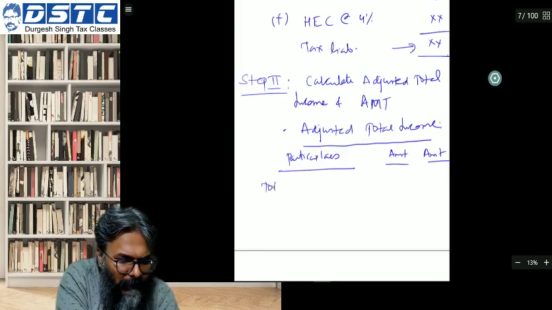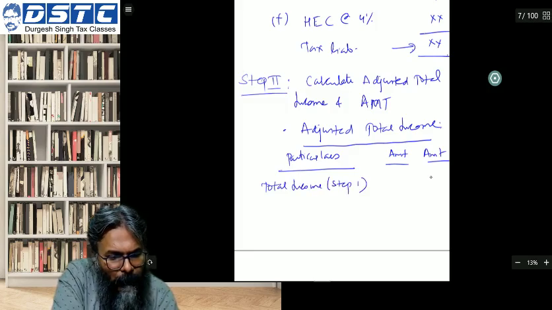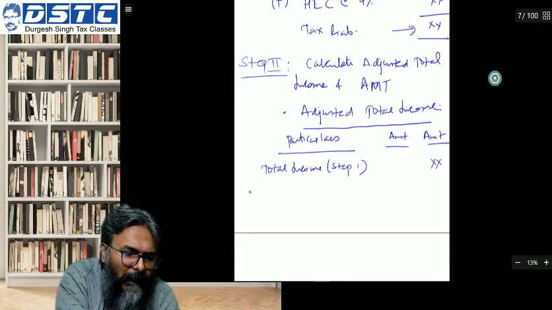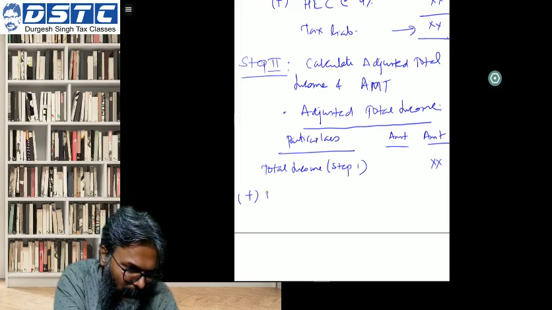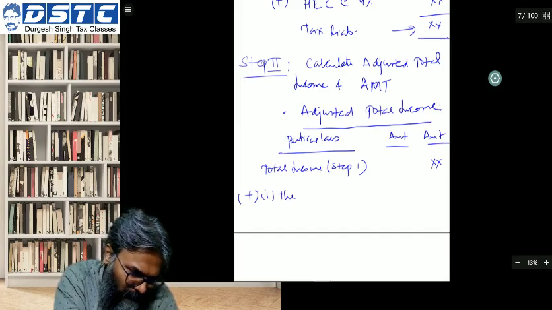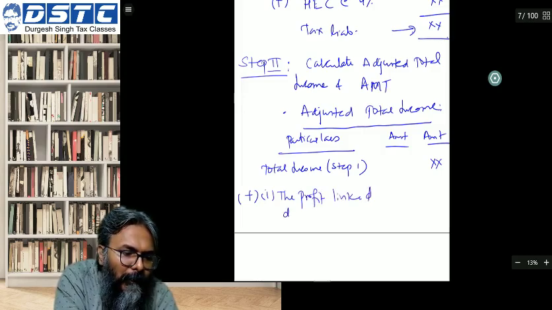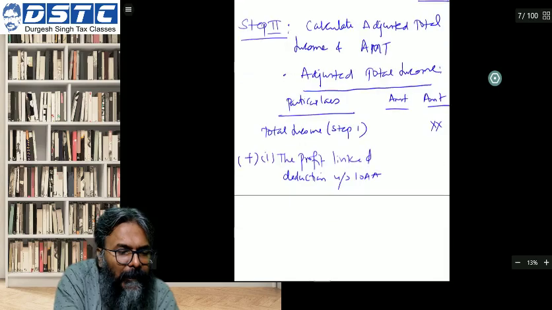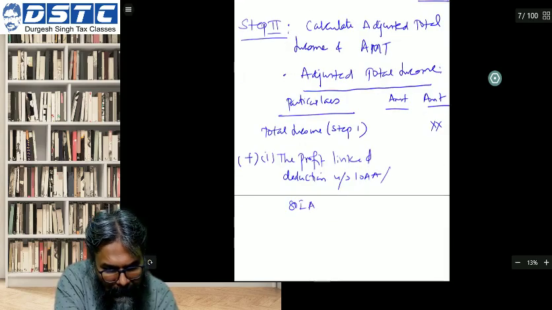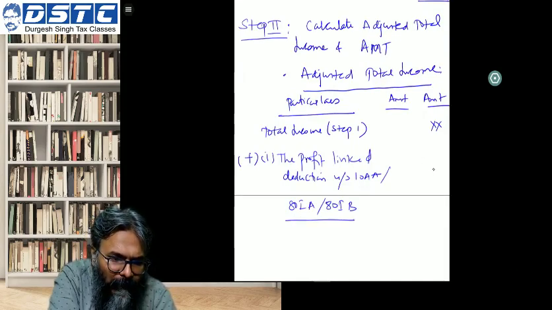So whatever is the total income in your step 1, you will put this, and add to that, point number 1, the profit linked deduction under section 10AA or 10AB, 10AC. This 10AB, 10AC is not there right now in your syllabus, but 10AA is there, so at least you will deal with this 10AA.